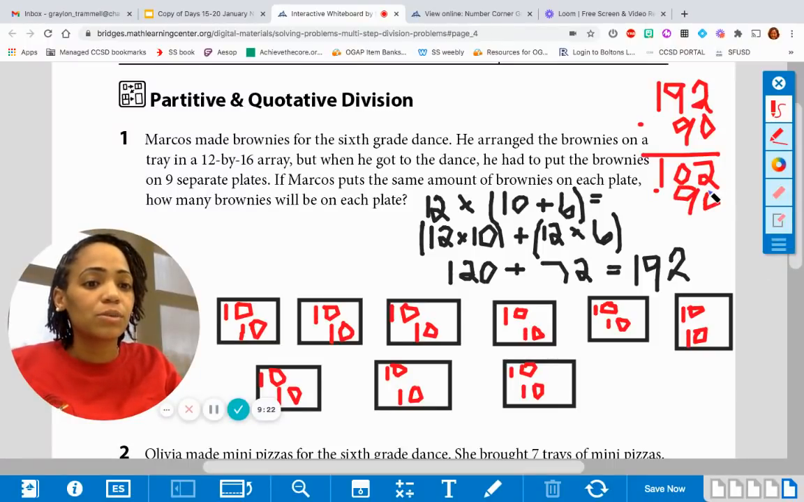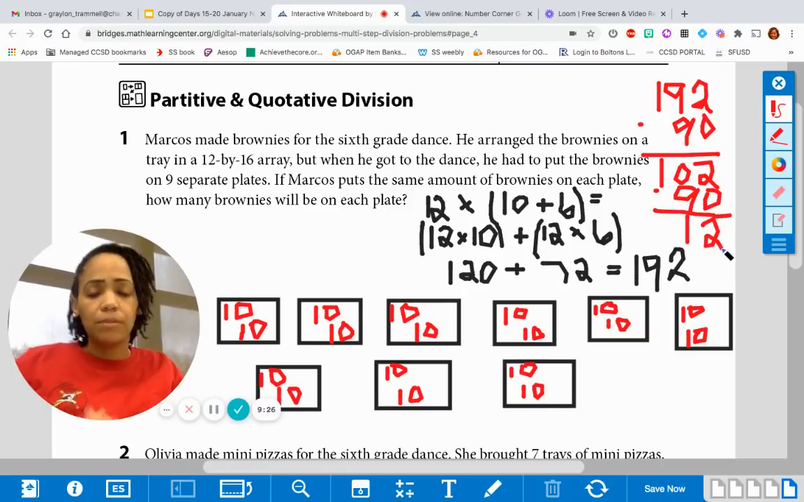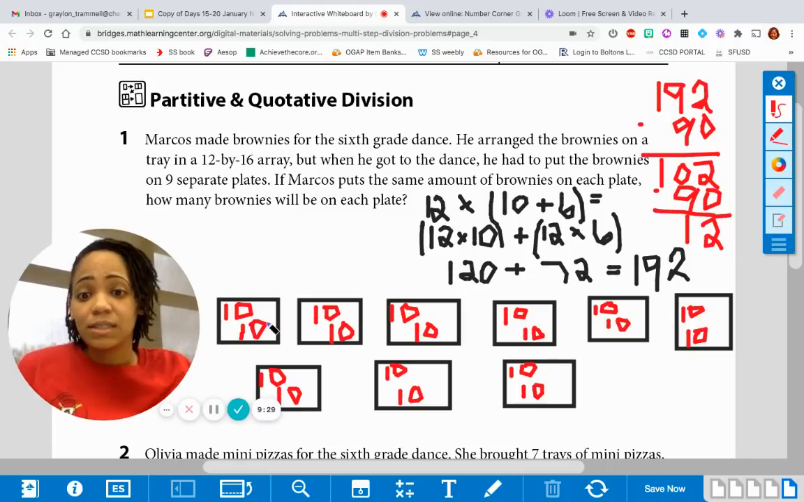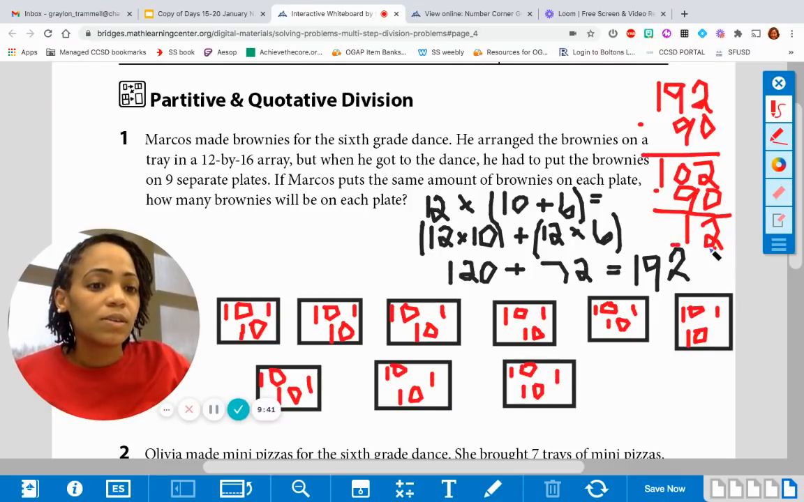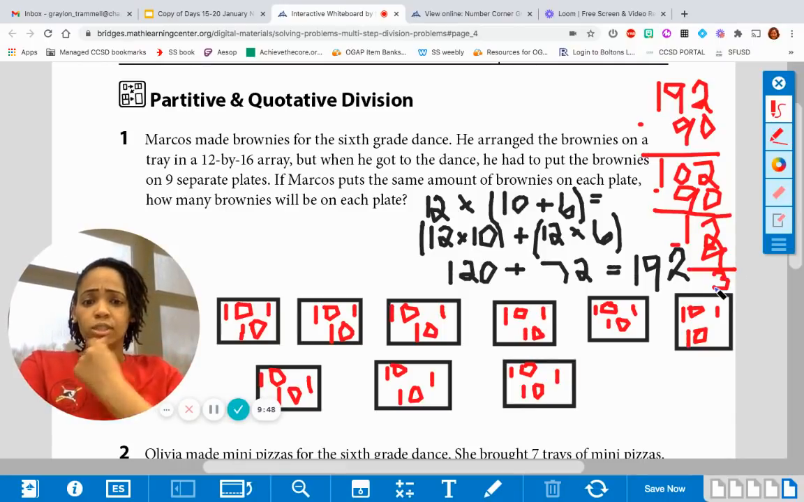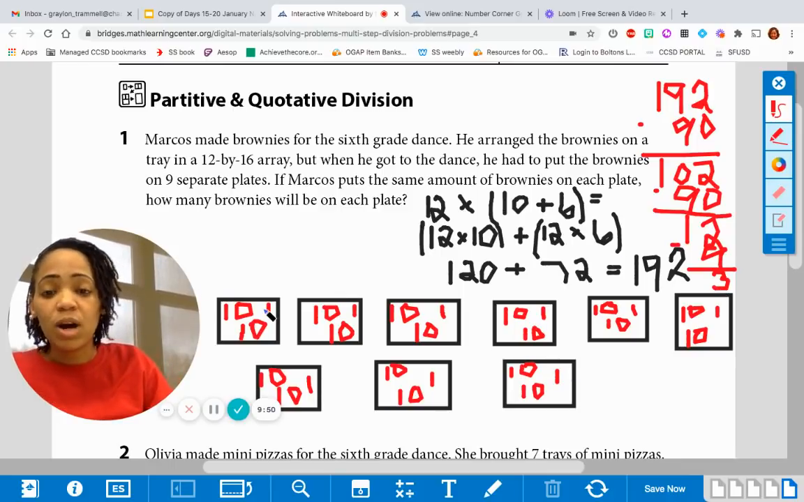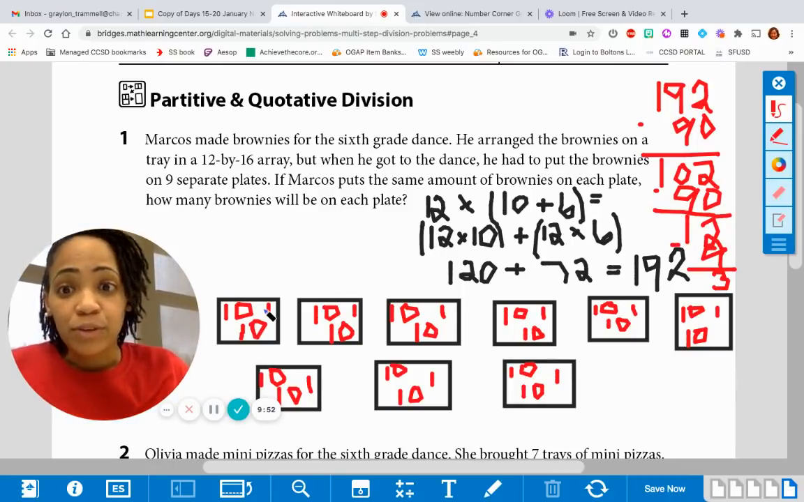So how much do we want to start putting on each plate now? Maybe 1. 1, 1, 1, 1, 1, 1, 1, 1, 1. So now I have how many left over? I only have 3 left over. So far we have 21 on each plate with 3 left over.